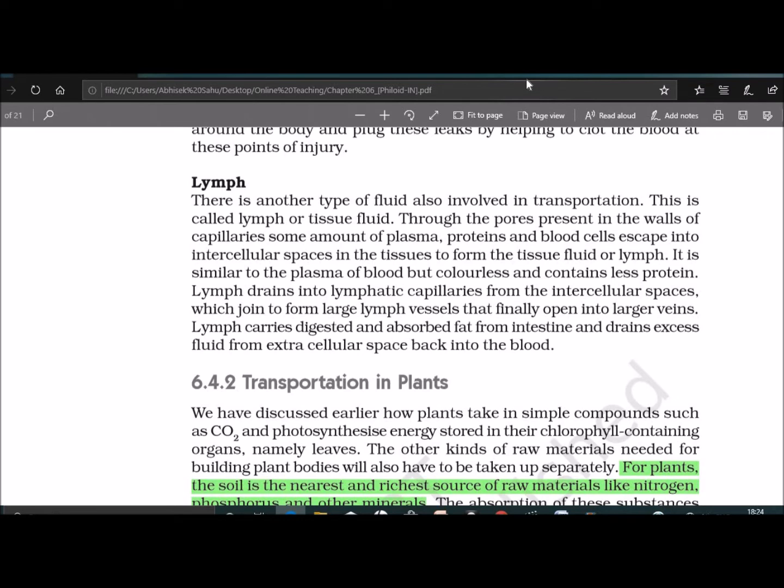Next is your lymph. This is another type of fluid also involved in transportation. Through the pores present in the wall of the capillaries, some amount of plasma, protein and blood cells escape into the intercellular space in the tissue to form the tissue fluid or lymph. It is similar to the plasma of the blood but is colourless and contains less protein.